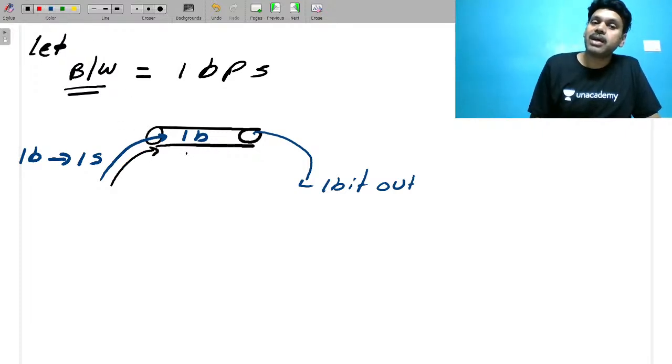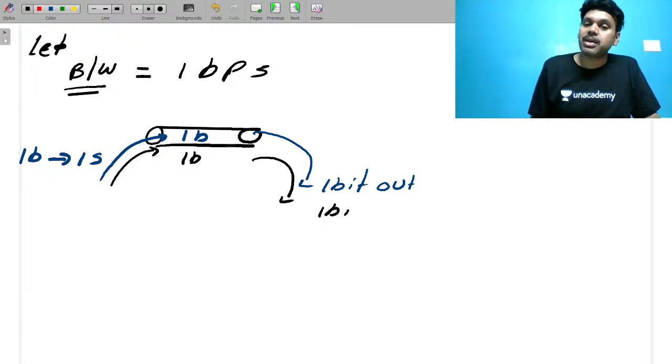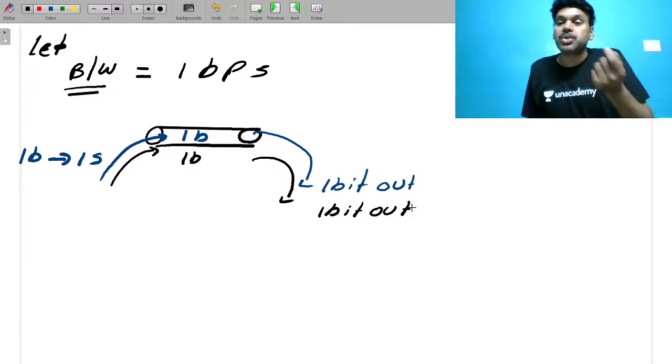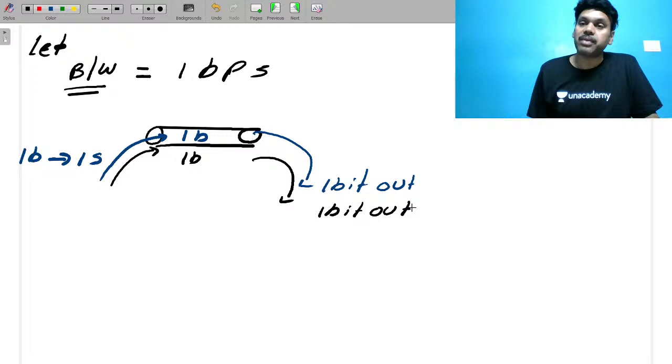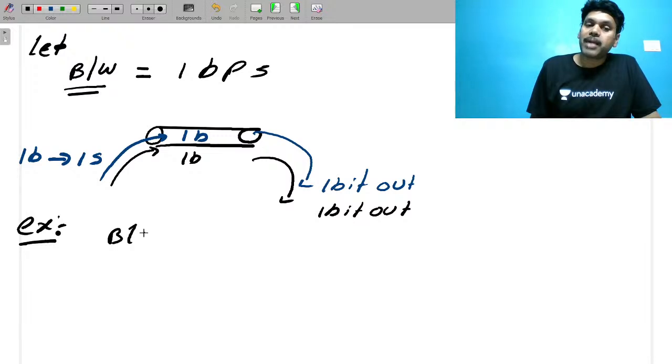The sender will send another bit because your medium is idle. Again it is taking 1 bit out. That means taking 1 bit out is nothing but your bandwidth. So bandwidth is nothing but 1 bit per second. I am saying for every 1 second the sender keeps on injecting one bit. That is the meaning of bandwidth. So now listen carefully. My bandwidth is equal to 1 bit per second. So here TP is also related.